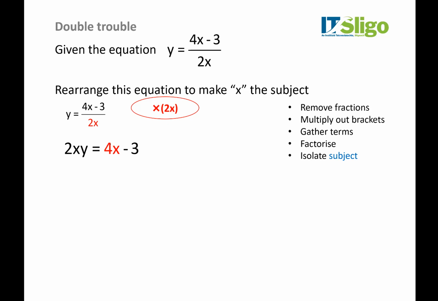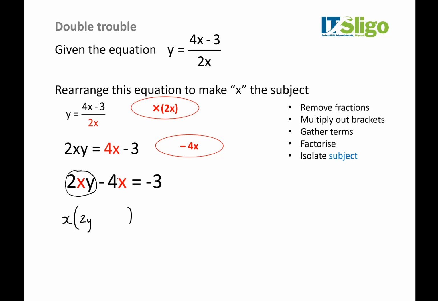Now we have this 4x on the right hand side. We're going to bring him over to the left hand side. We're going to subtract 4x from both sides. And now I've highlighted that all the x terms are on the left. So we can factorize for x. In the first term, x is multiplied by 2y. In the second term, x is multiplied by minus 4.